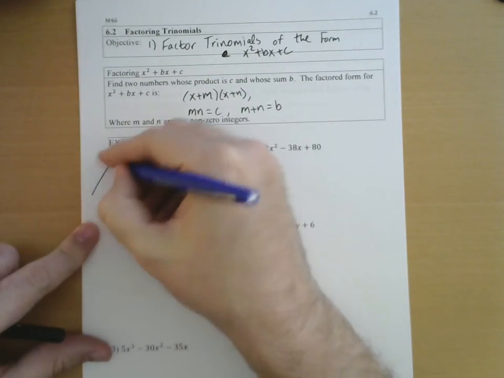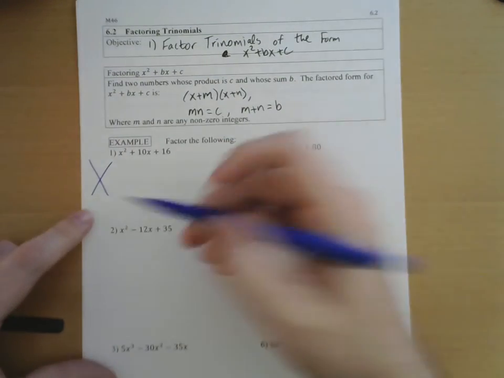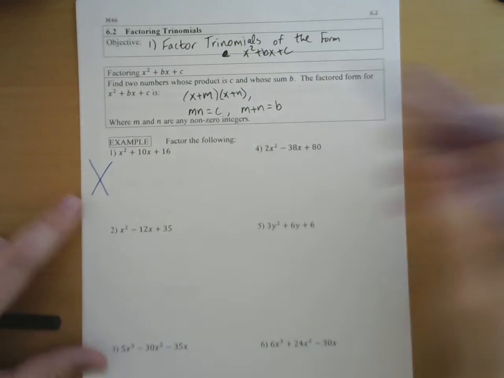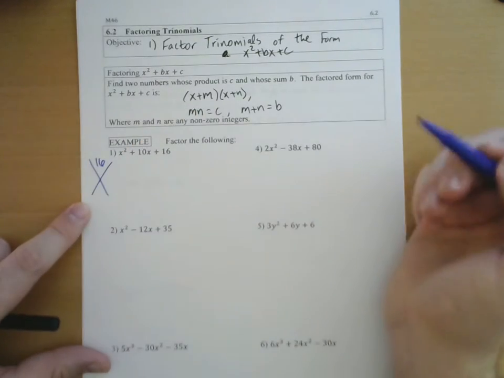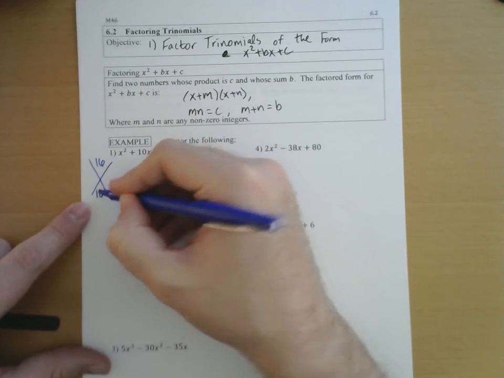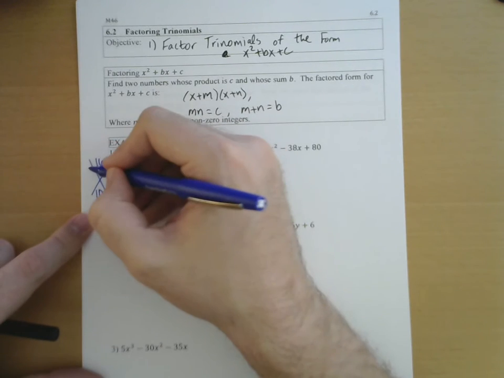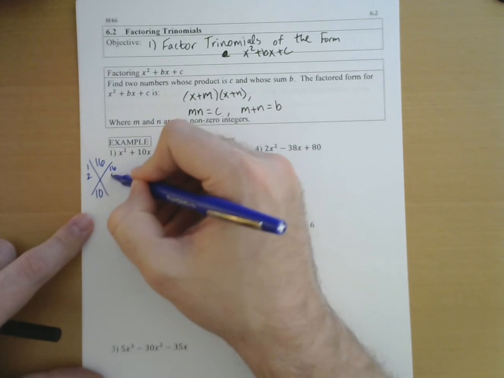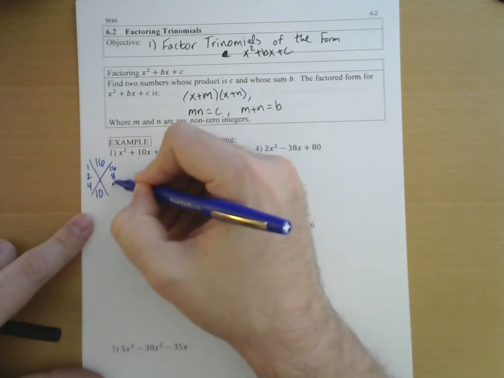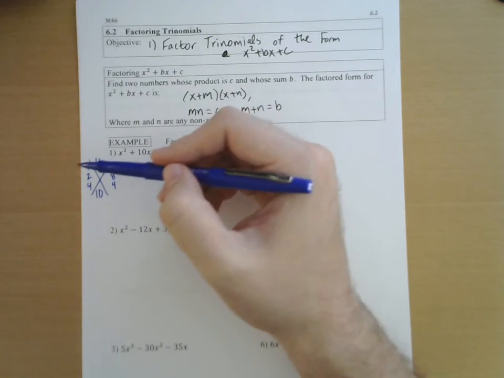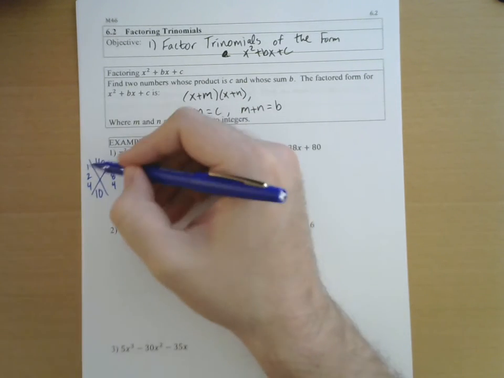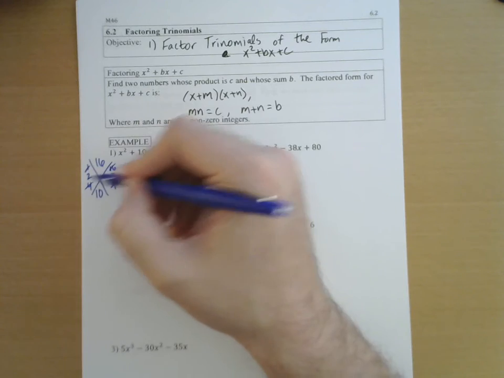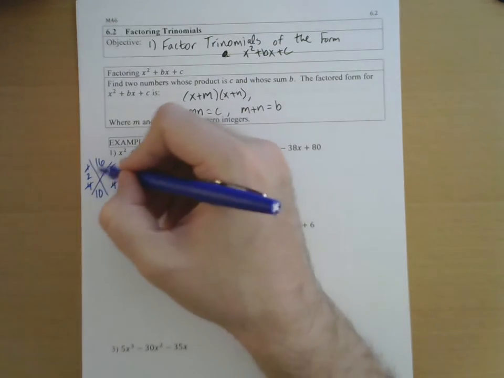So number 1 here, this is what I mean by the magic T or magic cross. So I look for something that multiplies to 16 and adds up to 10. And typically what we do is we just list the factors over here of 16. So we have 1 and 16, we have 2 and 8, we have 4 and 4. And then I look at, do they add up to 10? Well, 1 and 16 don't, and 4 and 4 don't, but 2 and 8 do. So those are my numbers.